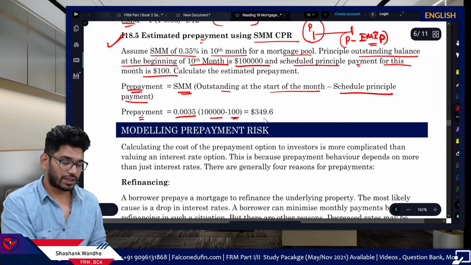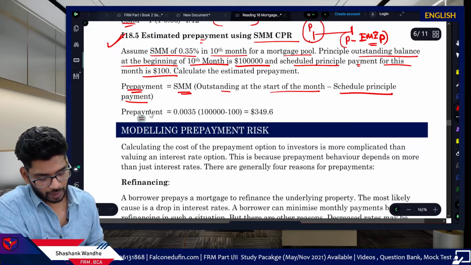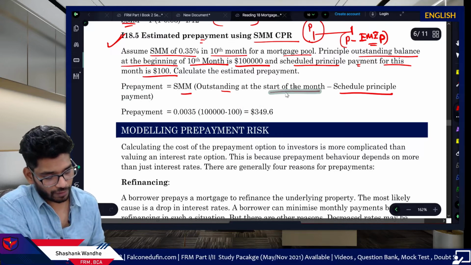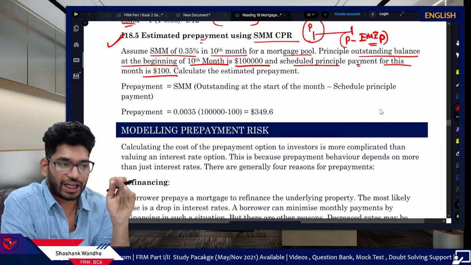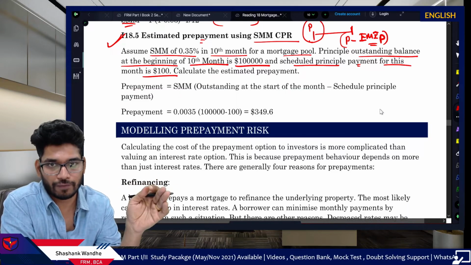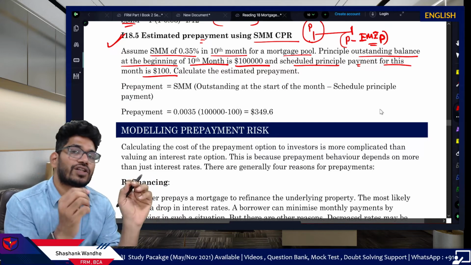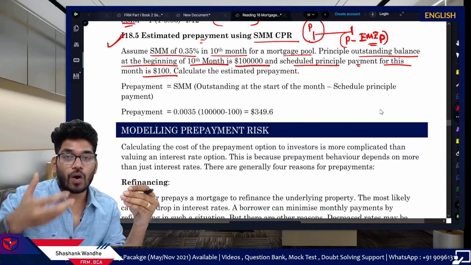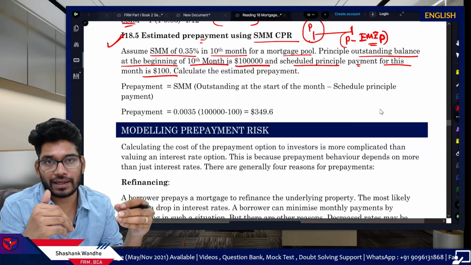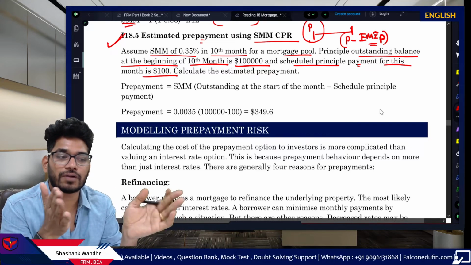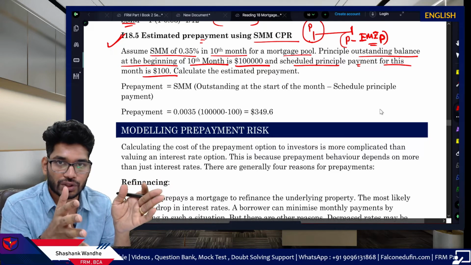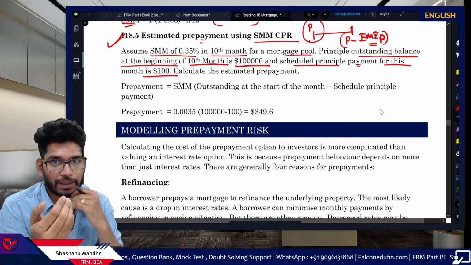This is a very important question. Why do we need to first adjust for the scheduled principal? Because it is very obvious, right? Anyway, that principal will be received by the end of the month. So first adjust for that, and prepayment is whatever is above that scheduled principal payment. That's why we first adjust for the principal from the outstanding, and only then can you calculate the prepayment.